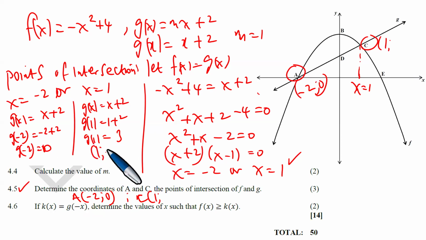So when x is 1, y is 3. When x is minus 2, y is 0. This gives us the coordinates of A and C. So determine the coordinates of A and C, the points of intersection of f and g. A has the coordinates minus 2 and 0, and C has the coordinates 1 and 3.